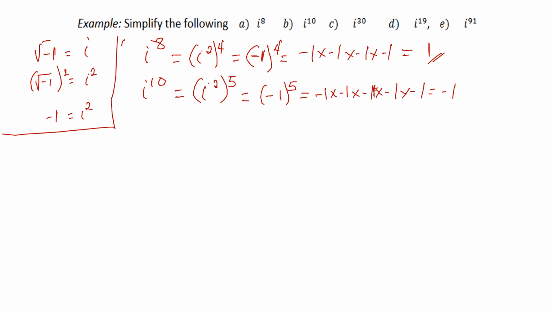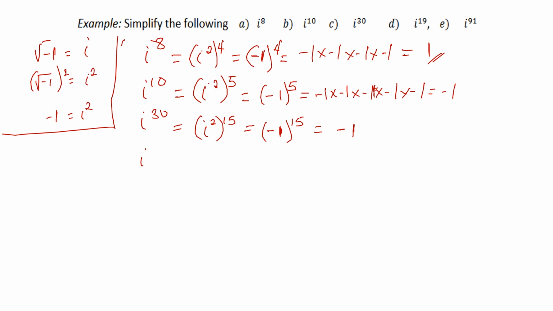Okay, then i raised to the power of 30. This thing is also simple. It's going to be i squared raised to the power of 15, because 2 times 15 will give you 30. So what is i squared? Obviously it's minus 1, we've deduced that. Then it's going to be minus 1 raised to the power of 15. So minus 1 raised to the power of 15, of course, is going to be minus 1 when you multiply.